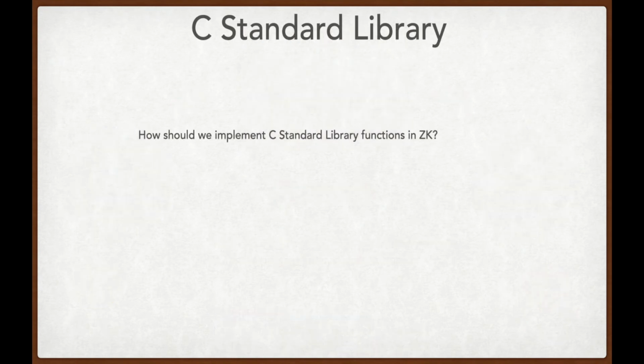Recall that our goal is to implement arbitrary ANSI programs. In order to implement ANSI, we have to provide a standard library. Therefore, I'd like to switch topics and talk a little bit about how it is that we go about achieving the C standard library inside zero-knowledge. So for example, what does it actually mean that the program is going to read a file inside a zero-knowledge protocol? Zero-knowledge protocols don't have any notion of files.